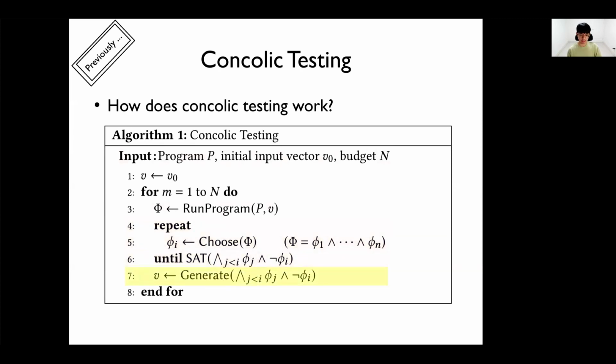And then at line 7, it generates a new input, which is a satisfiable solution for the given path condition. Concurrent testing repeats this process N times, and thereby generates test cases by systematically exploring execution paths in the program.